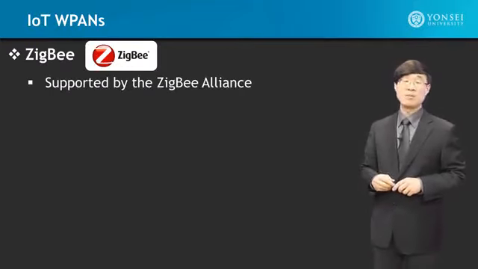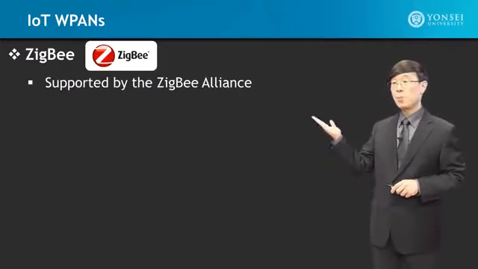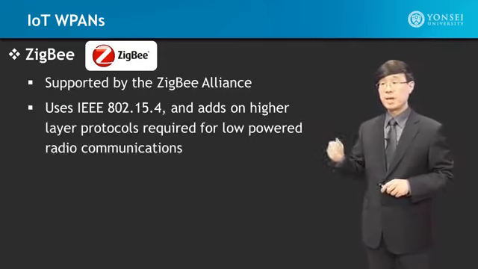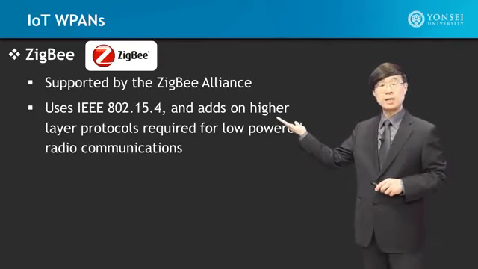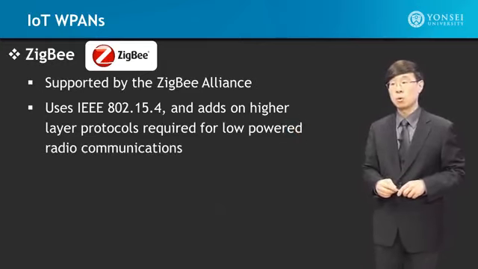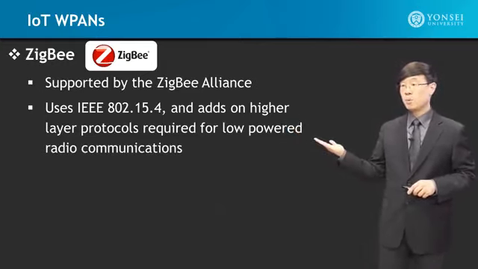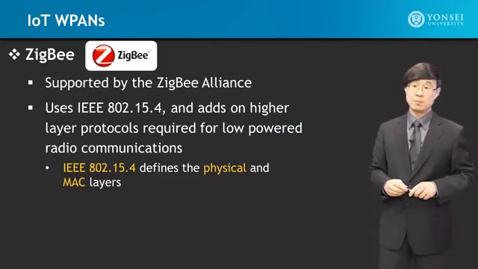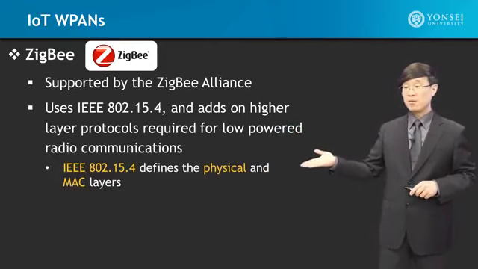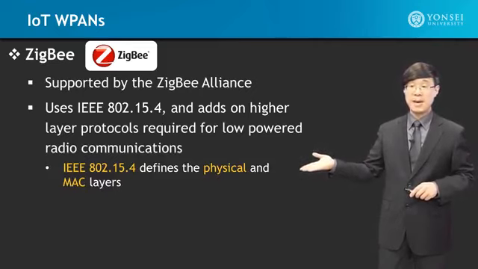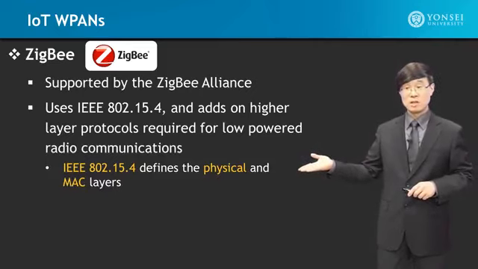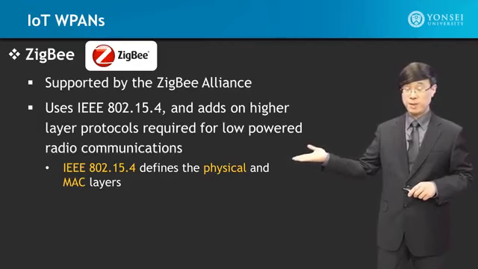Zigbee is a very popular protocol. It is supported by the Zigbee Alliance. And it uses the IEEE 802.15.4 protocol, but it adds on higher layer protocols, and it supports low power radio communications, where the physical layer, as in terms of the radio frequency modem, and the MAC, medium access control functions, these are specified by the 802.15.4 protocol.